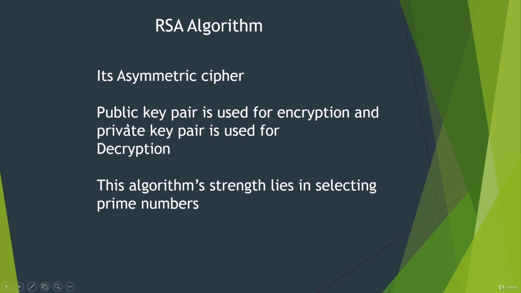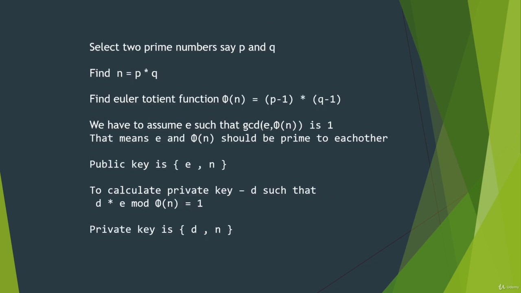We need two values to generate the public key, and in the same way we need two values to generate the private key. The public key can be known to anyone, and the private key should only be known to the person who is decrypting our ciphertext. This algorithm's strength lies in selecting the prime numbers. Generally we need to select large prime numbers, and we will see why. If you choose small prime numbers, it will be easy to brute force or crack.